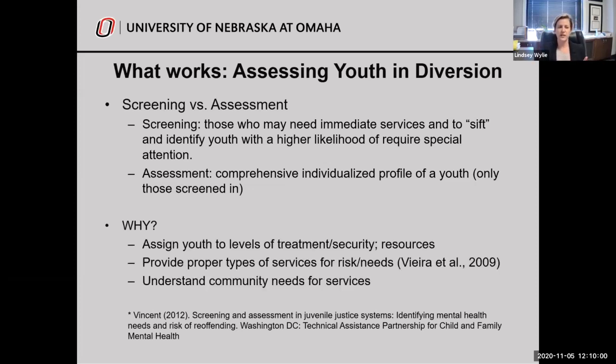So why do we do this? Why do we have this process of screening and assessment? Well, it assigns youths to level of treatment and security, and it allows us to identify resources, right? So if every kid is getting these very large diversion plans with lots of different activities and things that have to be paid for, that's not as good and efficient a use of funds as only providing and paying for those more intense services for youth that require it based on their risks and needs assessment.